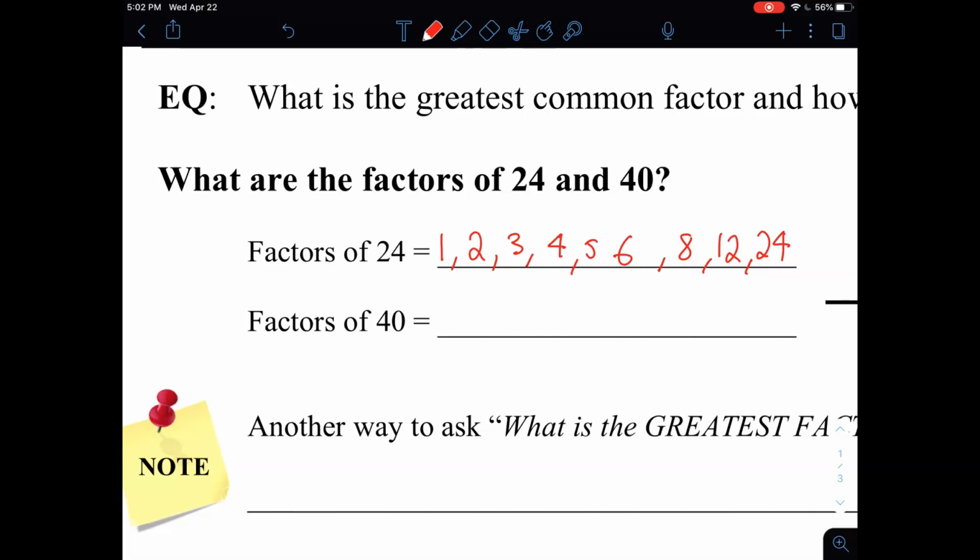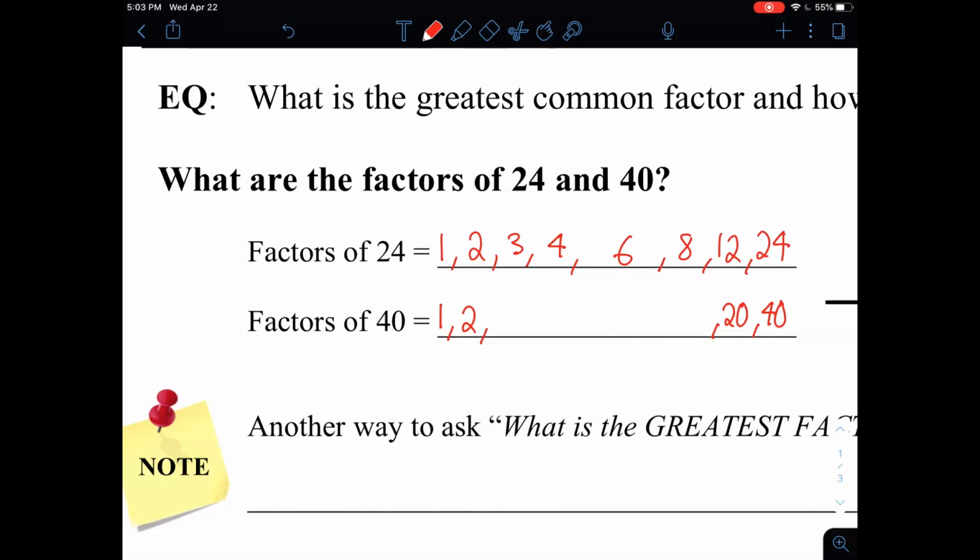Does 5 multiply to 24 or no? It doesn't. So, okay, what about 40? We got 1. 1 multiplies by everything. 1 times what is 40? 1 times 40. Does 2 go into 40? The way you would figure this out is you would just do 40 divided by 2, and 40 divided by 3, and 40 divided by 4, until you get to numbers that don't work anymore. 2 times what is 40? 2 times 20. Does 3 go into 40?